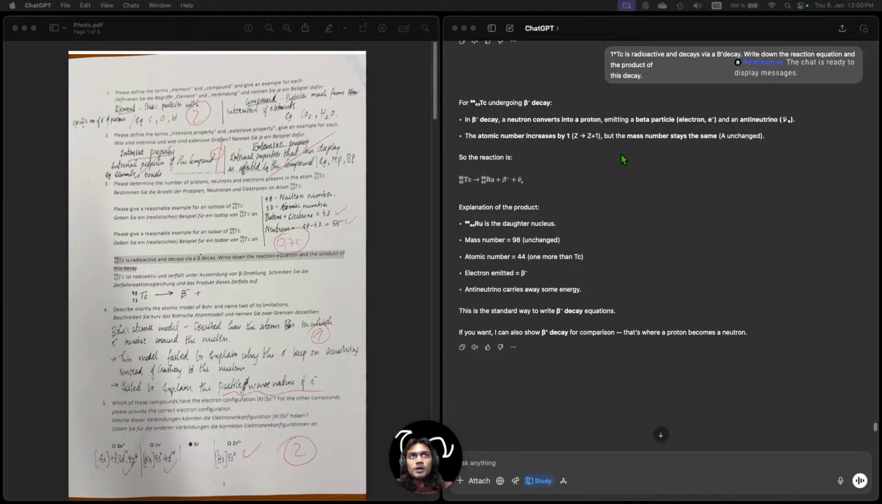Atomic number increased by, okay. Not the mass number, just the atomic number. Put it in. During a beta decay, beta minus decay, the neutron converts to a proton, releasing what? Releasing a beta particle, emitting a beta particle and an anti-neutrino. Okay.